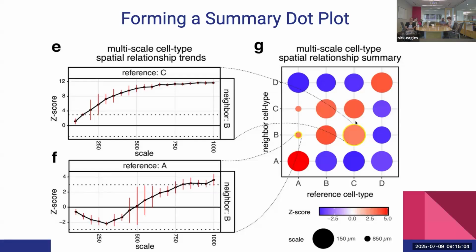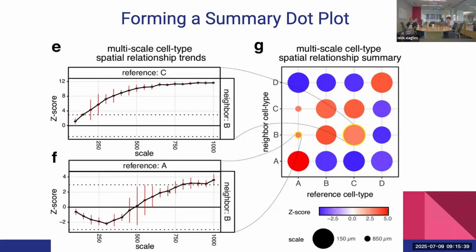It's red because the z-score is positive. In other words, there is some sort of co-localization behavior. Again, this is a one-way thing. You can notice that this is using reference C and neighbor B, but there's also reference B and neighbor C, which in this case is a very similar relationship. I will get to some more complicated cases, but that's where we get this dot here from this top left plot.